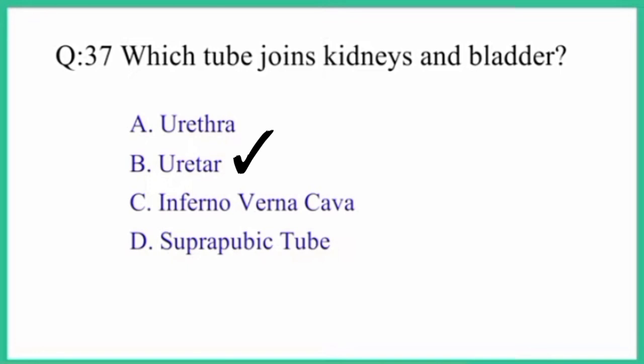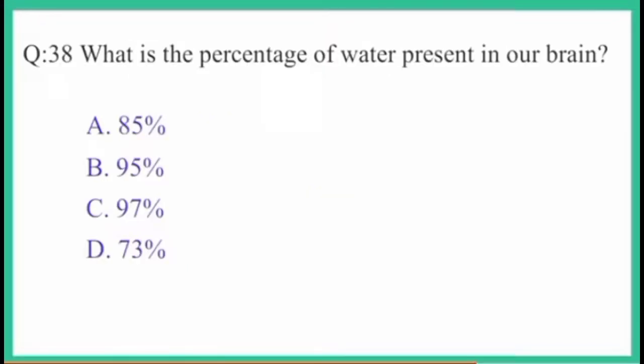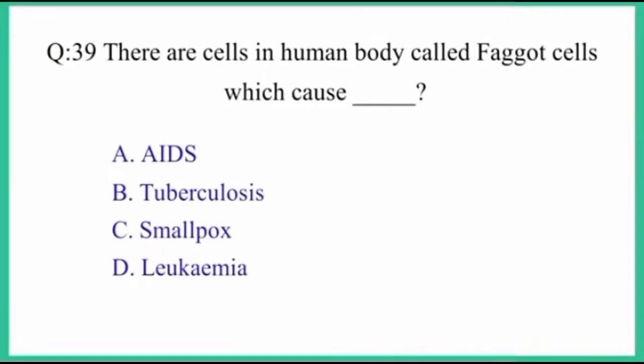Question number 38. What is the percentage of water present in our brain? The right answer is option D. Question number 39. There are cells in the human body called phagocytes, which cause. The right answer is option D.